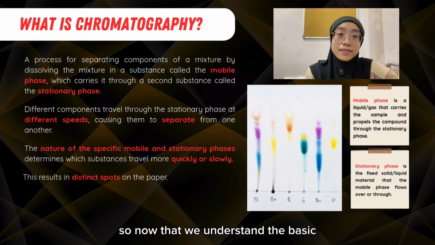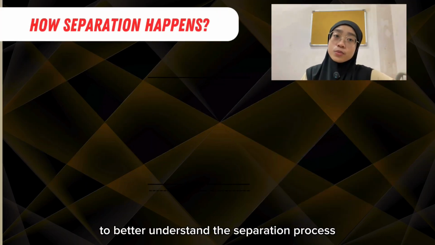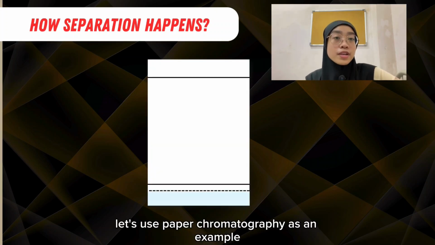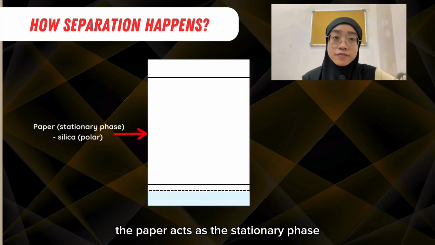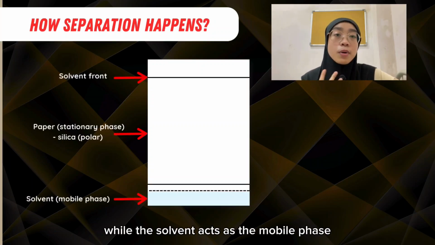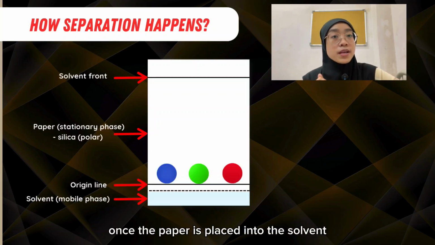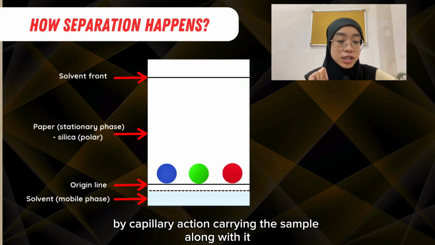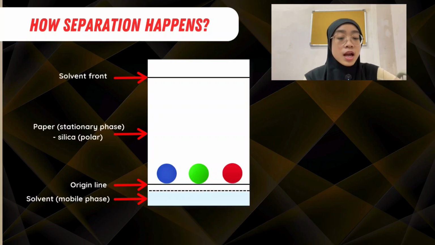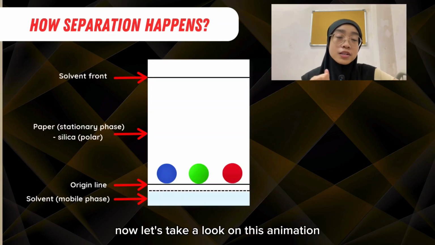So now that we understand the basic concept of chromatography, next let's see how this separation actually happens. To better understand the separation process, let's use paper chromatography as an example. In paper chromatography, the paper acts as the stationary phase, while the solvent acts as the mobile phase. The sample is first placed on the origin line. Once the paper is placed into the solvent, the solvent moves upward through the paper by capillary action, carrying the sample along with it. However, not all compounds travel at the same speed. Now let's take a look at this animation.